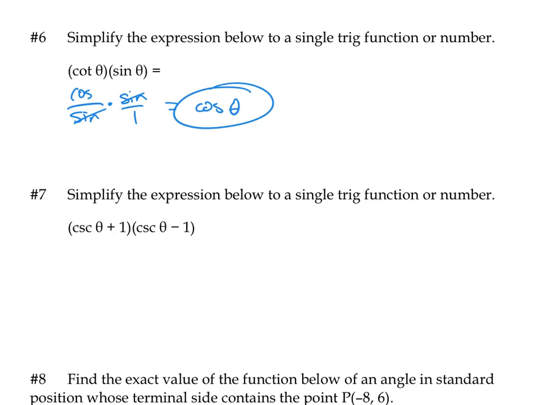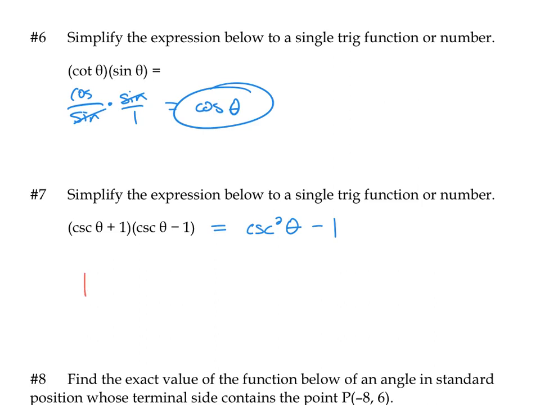In the next problem, we can multiply these together. This is a special pattern of product of binomials. You're going to get cosecant squared theta minus 1. If you FOIL it all the way out, the two middle terms will cancel, and this is what you would have for this, cosecant squared theta minus 1. That's not a single trig function or number yet. We still have a little bit of work to do.